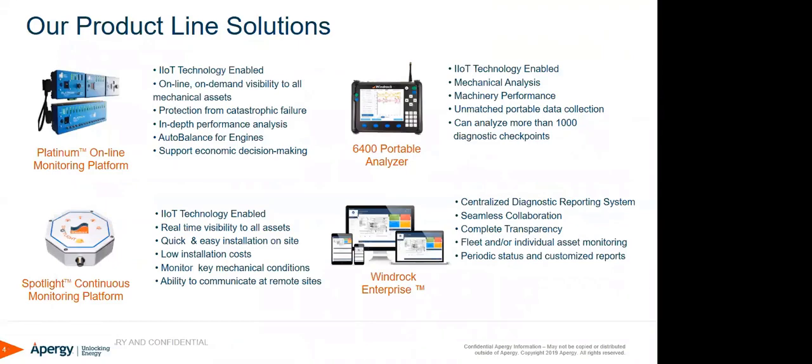So a little more about some of the solutions that we offer. First is the Platinum Online Monitoring Platform. This is a permanently mounted online system. It would go in a stainless steel cabinet out next to the engine or compressor. It has built-in relays for machine shutdowns. It has truly continuous live data. The data is updating on HMI or computer live in real time.